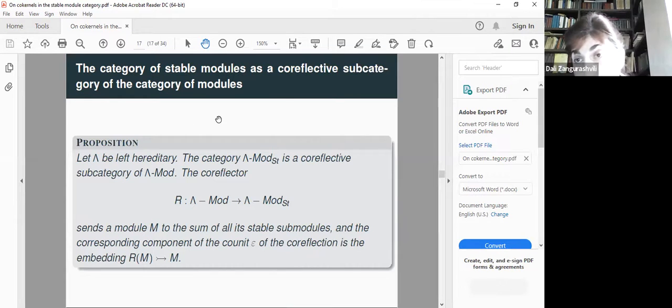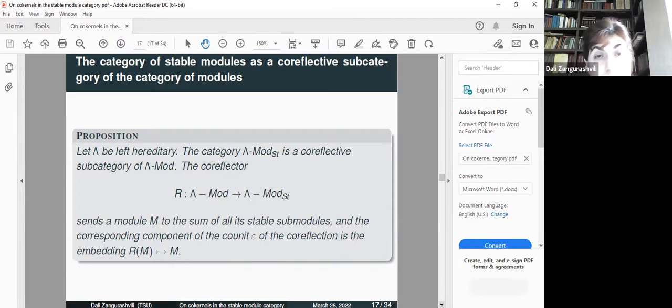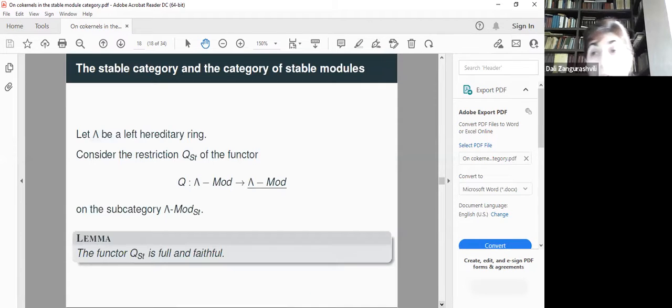If we apply the dual of this category, we obtain that the category of stable modules is a coreflective subcategory of the usual category of modules. The coreflector sends a module to the sum of all its stable submodules, and the corresponding component of the counit of the coreflection is the embedding.